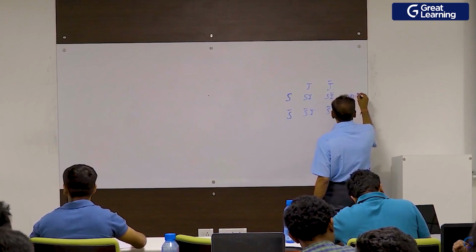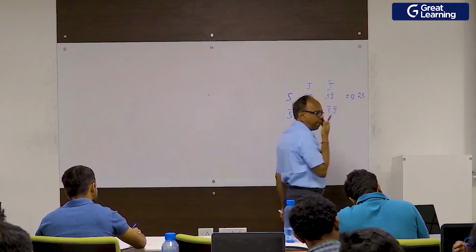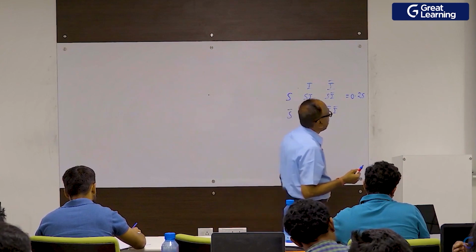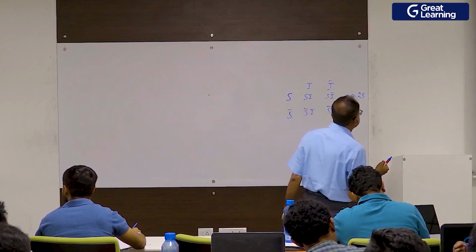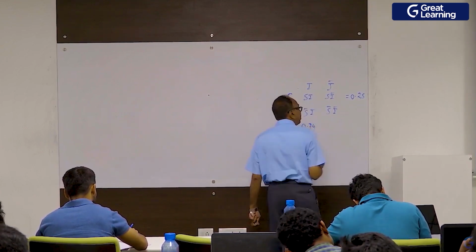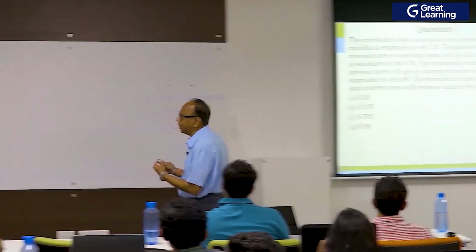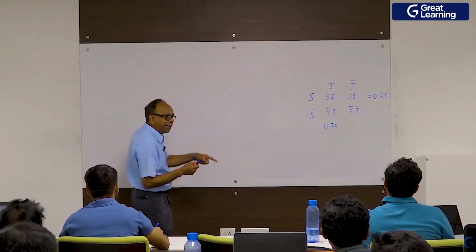The probability says 0.25. This is the total here. And then it says the probability that interest rates on household will go up in the same period is 0.74. Am I right? This is given. And now the probability that house sales will go up or interest rates will go up is 0.89. So what you are given here is sales or interest rate.